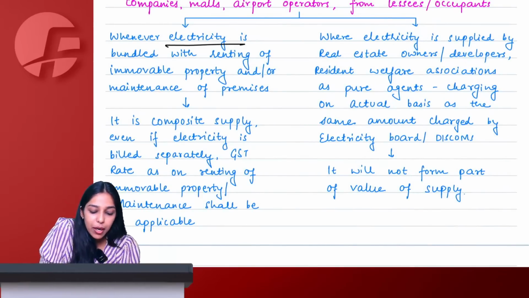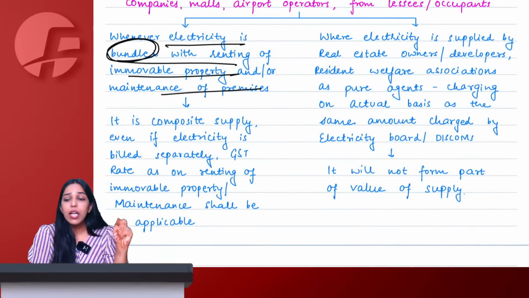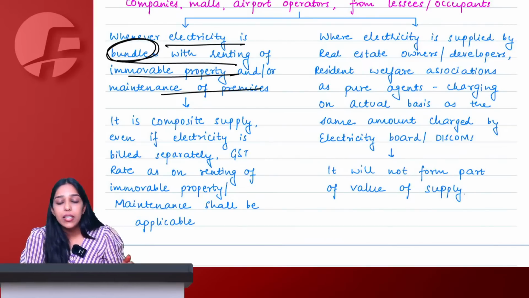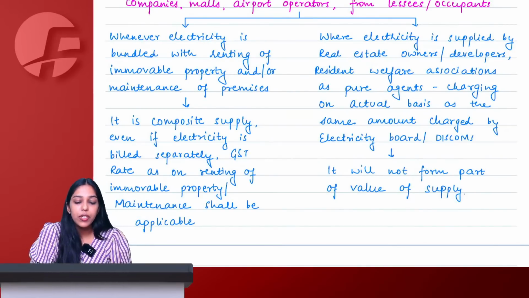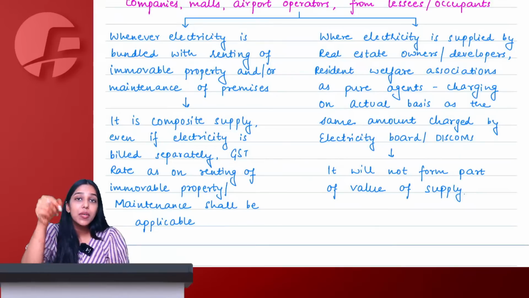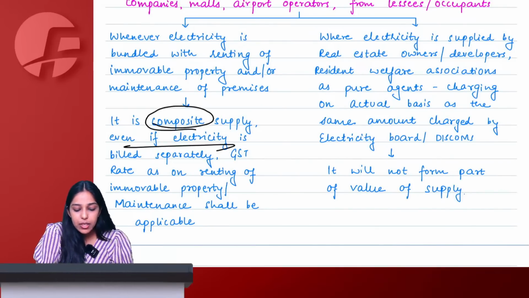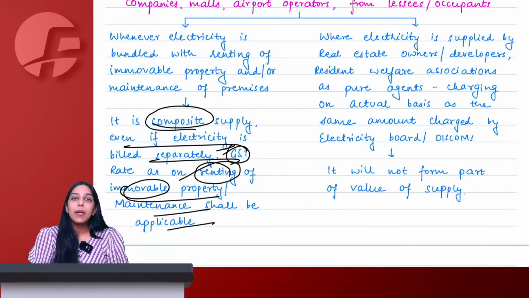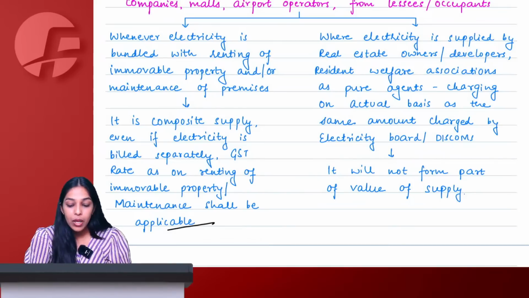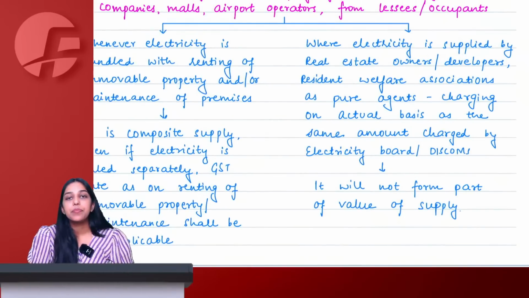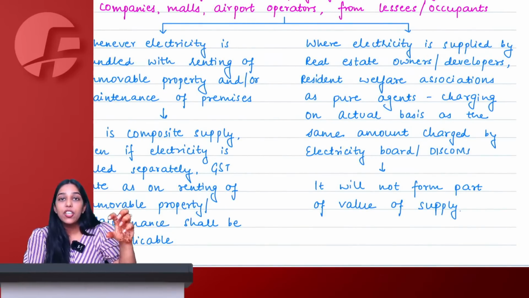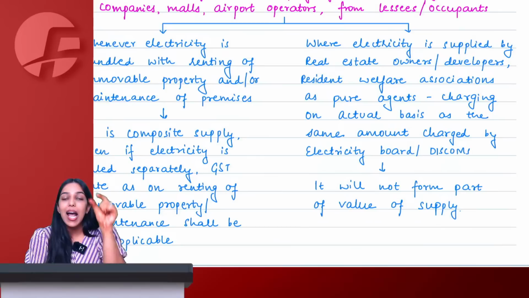So if electricity is bundled in the renting, and even if you give a separate invoice for it, it is not the actual electricity bill that has come from the electricity department. Therefore it becomes a composite supply, and the GST rate of renting becomes applicable to this electricity amount also.